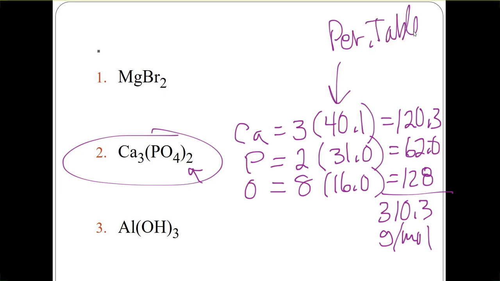So if you don't want to multiply, for example, the calcium by 3, you could put in your calculator 40.1 plus 40.1 plus 40.1. So you're going to get the same answer.